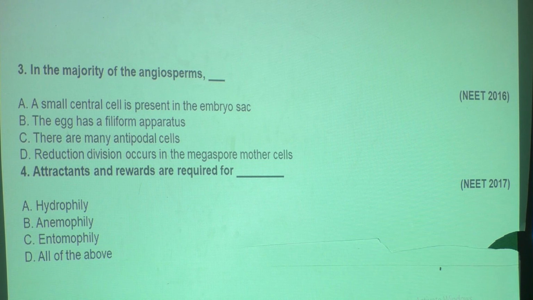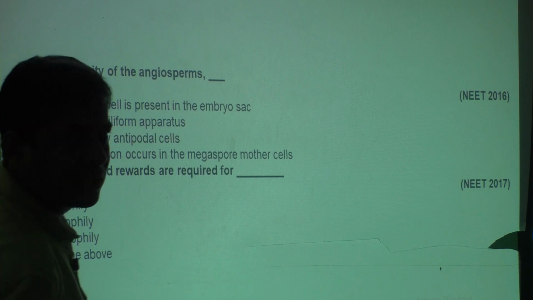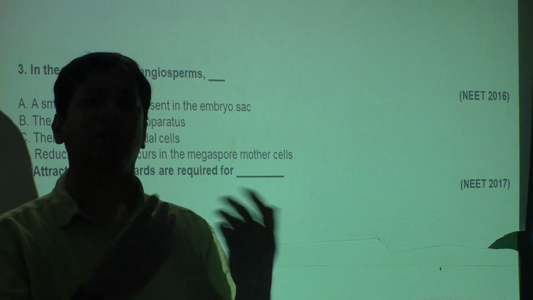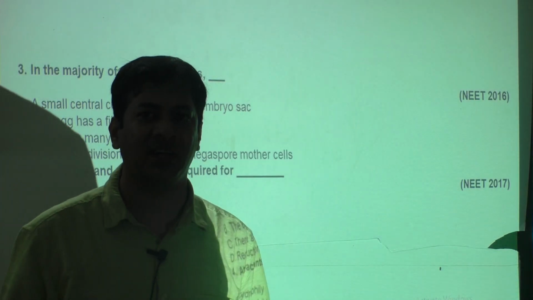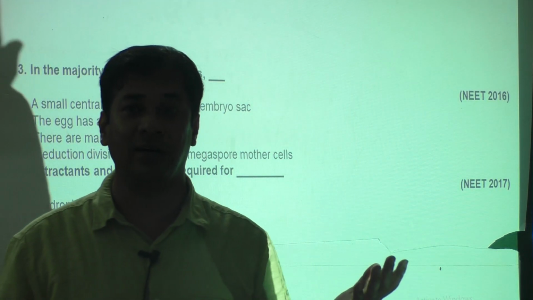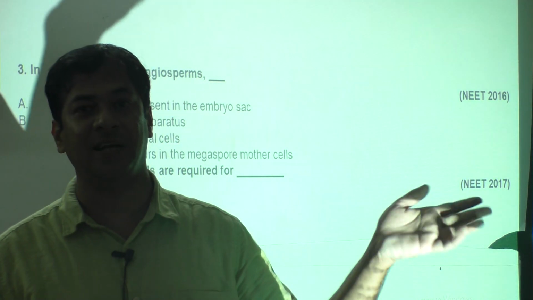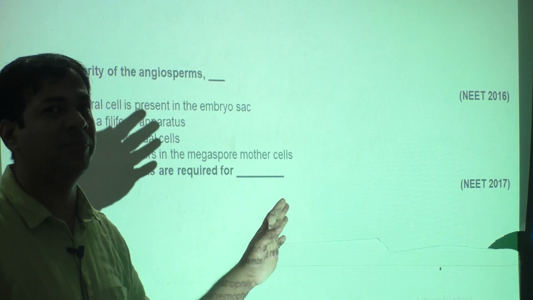So, in the majority of the angiosperms, which is the correct answer? Small central cell is present in embryo sac. Egg has filiform apparatus. There are many antipodal cells. Reduction division occurs in megaspore mother cells. Actually, I want to explain more on these questions, but one class is only actually 45 minutes, but some classes I have taken 1 hour and all. Okay, but the camera takes only 45 minutes. After that it becomes a second video.